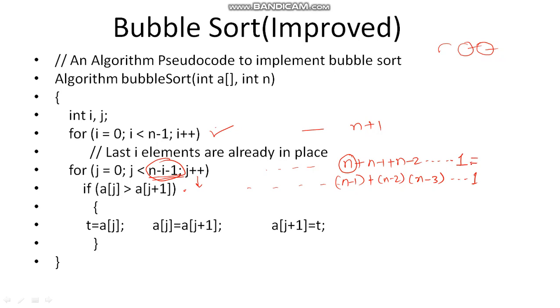So if we solve this equation, this is the sum of a series from n to 1. So we get n into n plus 1 divided by 2, and this one is n minus 1 multiplied by n minus 1 plus 1, which is n, divided by 2. These will be executed the same number of times in the worst case, and these will be executed 0 times in the best case, as we have already discussed.